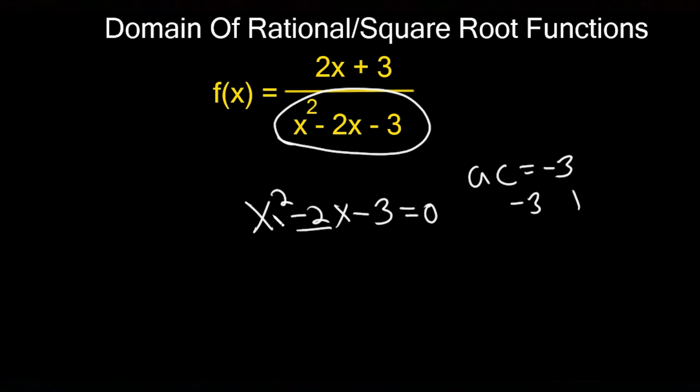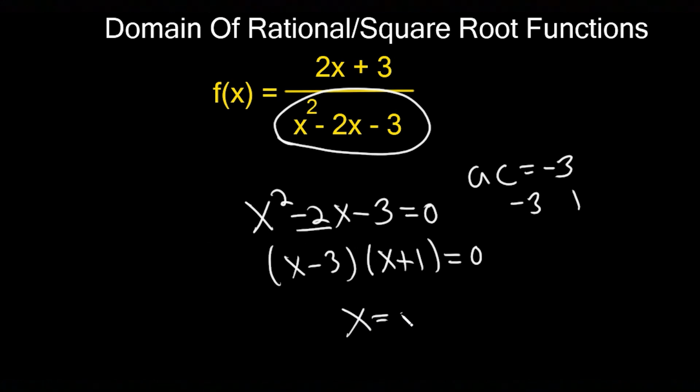So now that a is equal to 1, I can put it right in factored form. My coefficient in front of x squared is 1, meaning I don't have to factor by grouping. So I'm going to say here x minus 3, and then x plus 1, equal to 0. And from here, you just solve each one of your factors. So x is equal to 3, and x is equal to -1.